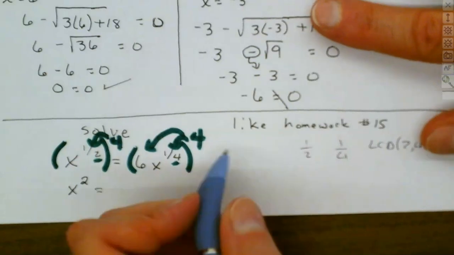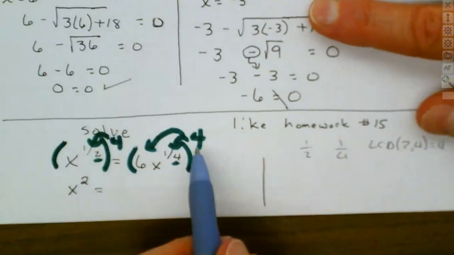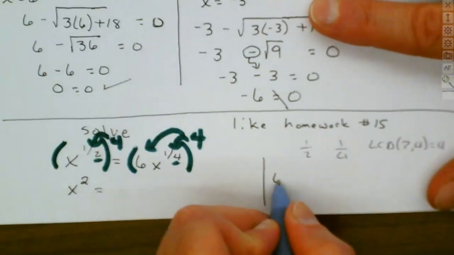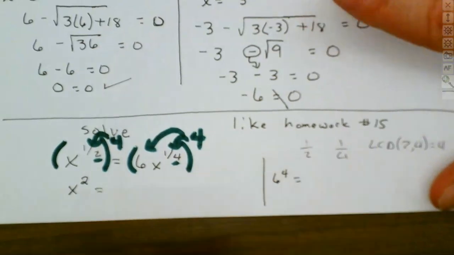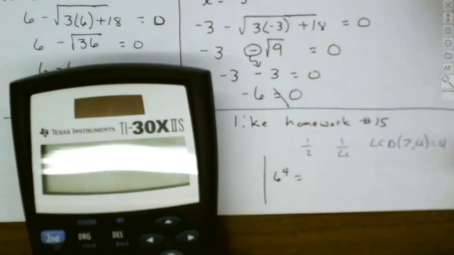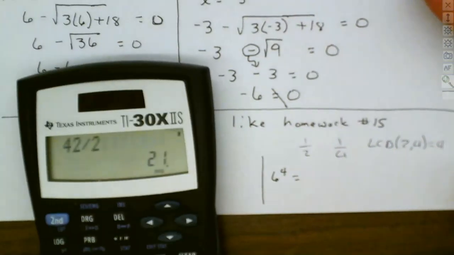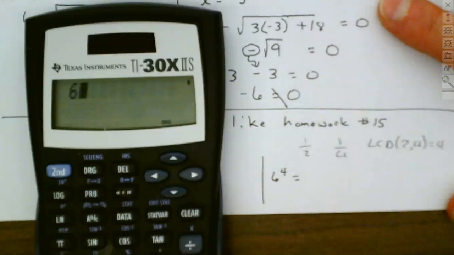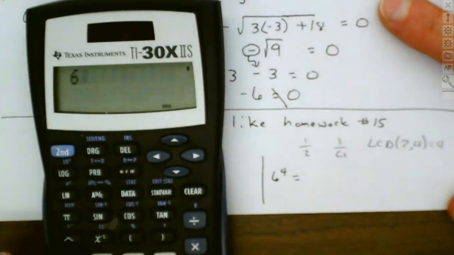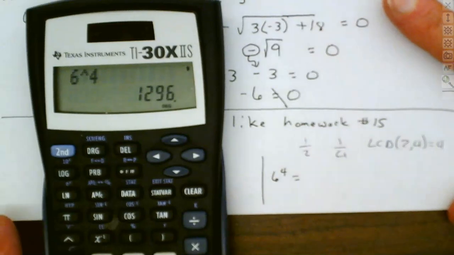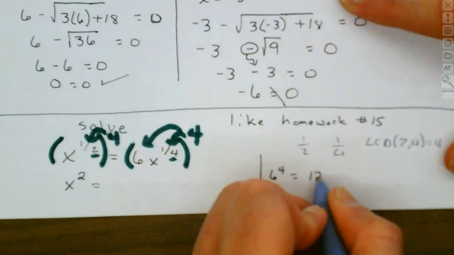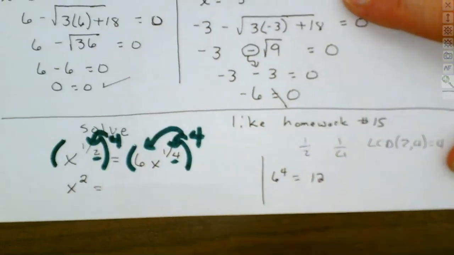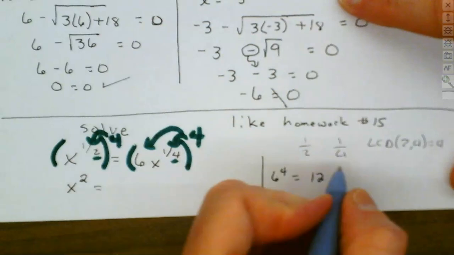Now, we do have to be careful with the 6 because that is 6 raised to the 4th power. Either write it out or use your calculator. If you want to use your calculator, maybe use that caret key. So 6 caret 4, what does that come out to be? That comes out to be, sorry, 1296 there.